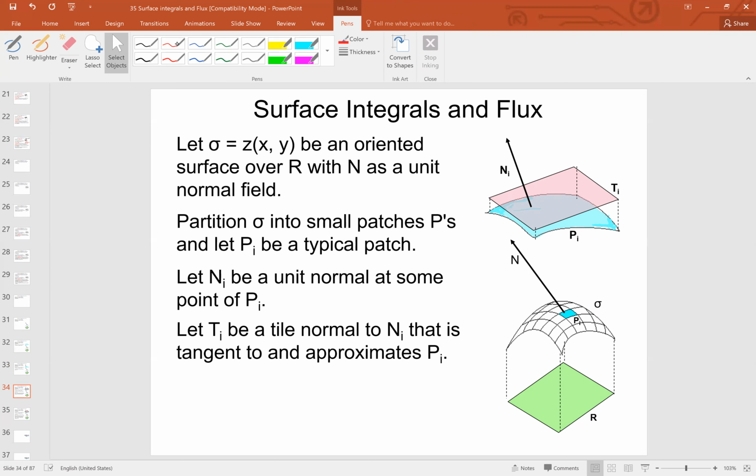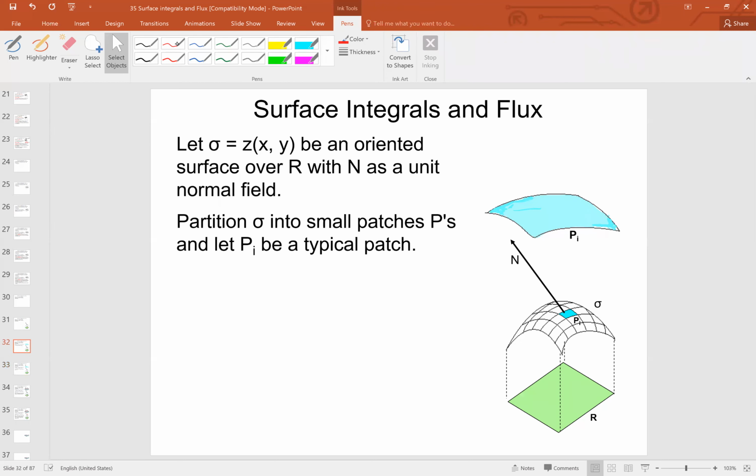Well, let me back up for a second. So we're going to calculate. Imagine there's a flow across somewhere. There's a flow in space. There's an F over here. We want to calculate how much flow is across this small patch of sigma. So this is F over here. And this small patch of sigma, of course, has a normal vector n sub i.